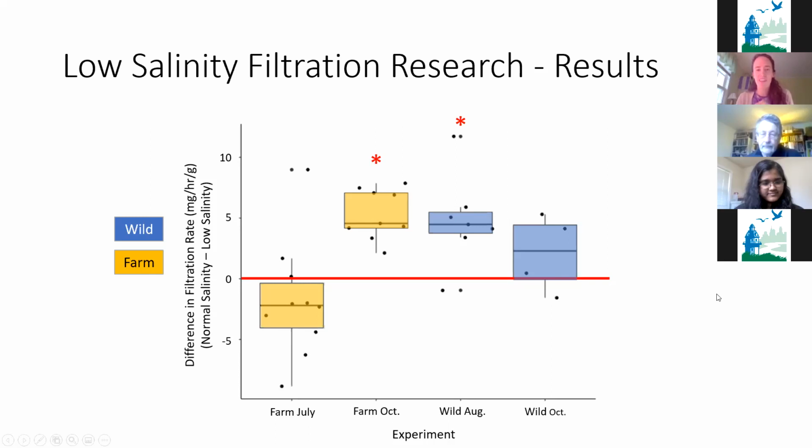And remember how I said that the August wild experiment shown here did have a small difference between the normal and low salinity conditions. I just want to mention that I am processing and analyzing other environmental data to tease out if salinity really was the factor that caused the change in filtration rate. So things like temperature and DO are things that I'm looking at.